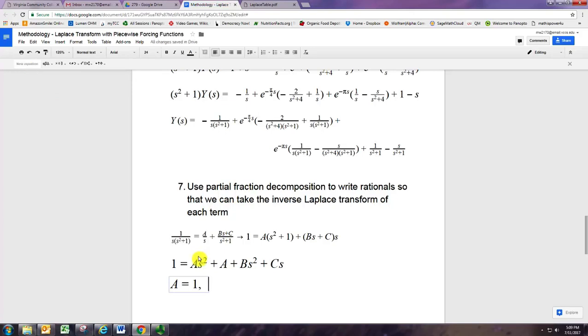Furthermore, when you look at the s squared terms, the quadratic terms, there's nothing on the left, so that's 0. 0 has to equal A plus B. So matching up those s squared terms, you see that A plus B have to equal 0, so A and B are opposites, so B is negative 1. The last thing to notice is the linear terms, there's only one on the right, and there's no regular s anywhere else, so the only way that would work is if C was 0.